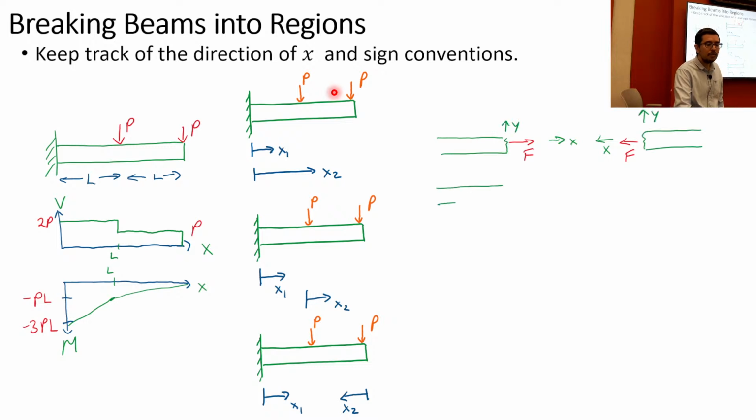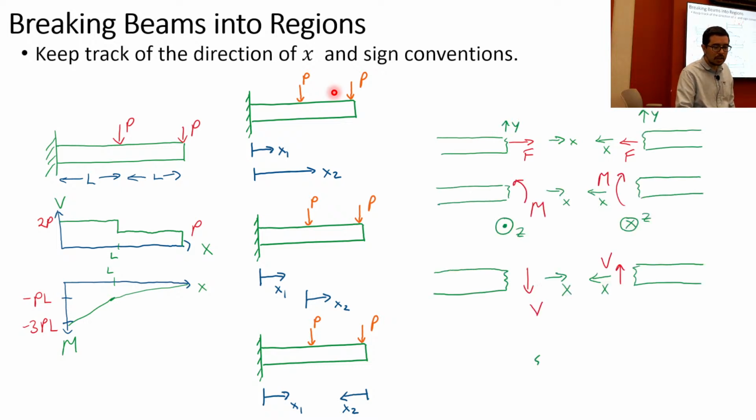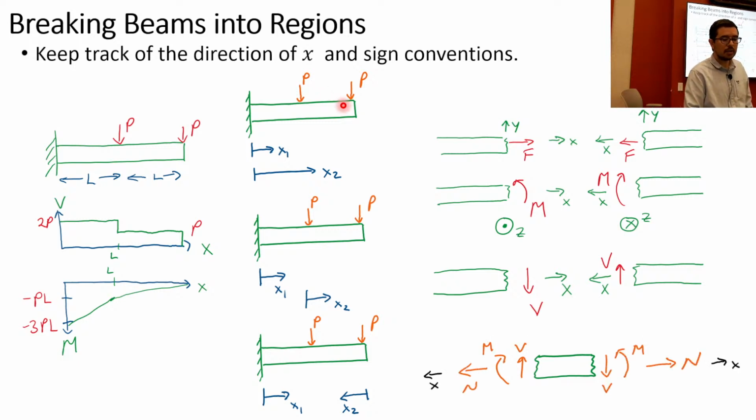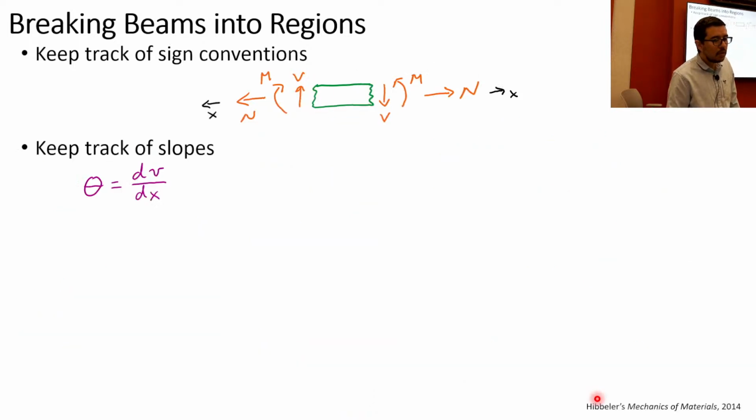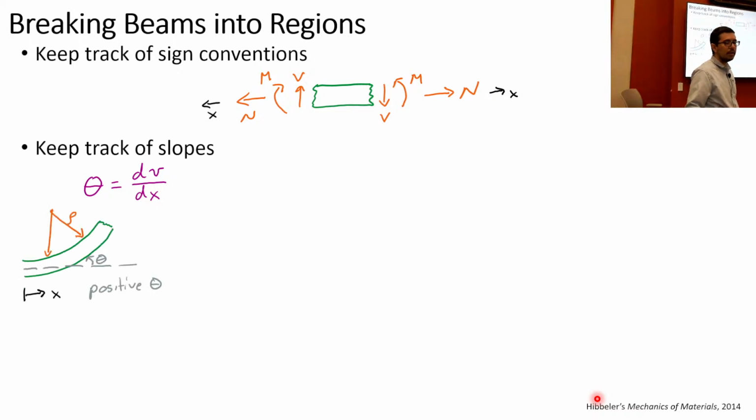So we have to keep track of our conventions that we've discussed previously. Very important here. So if it's coming out of this direction, V is going that way. If it's coming out this direction, V is going down. We also have to keep track of the slopes. This is why it's a pain.